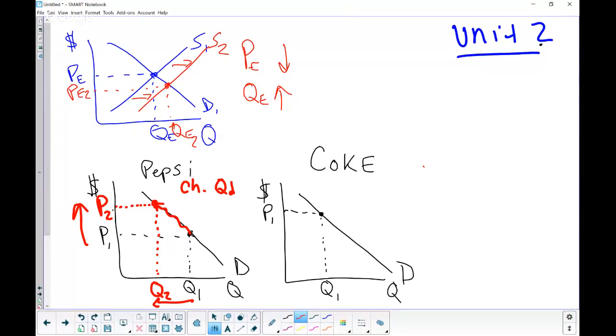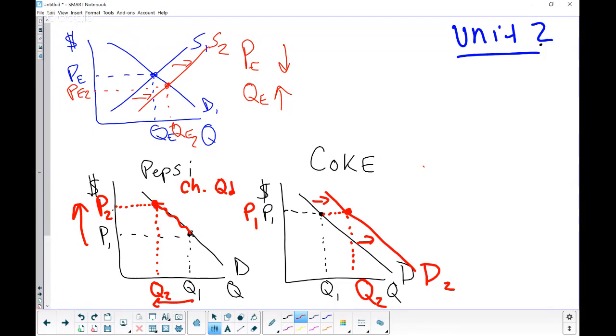So actually, in order to increase our quantity to Q2, because more people are going to be buying Coke, we can't change price. We actually have to do what? We have to shift our demand curve to the right, and this is going to change our actual demand. People want Coke more because Pepsi has increased their price. So notice our price at Coke is still at P1. So price has not changed. However, quantity demanded has changed.